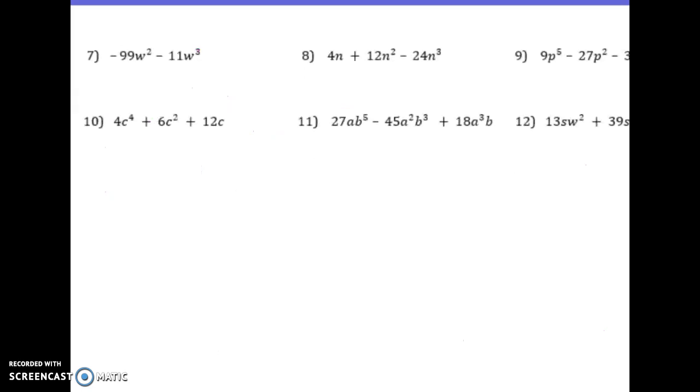Okay, so I'm going to go through these right now. I'll give you the answers, or you can look at the key on student view, and you can try them on your own. But I'm going to write them in here right now. Works the same with 3 terms.